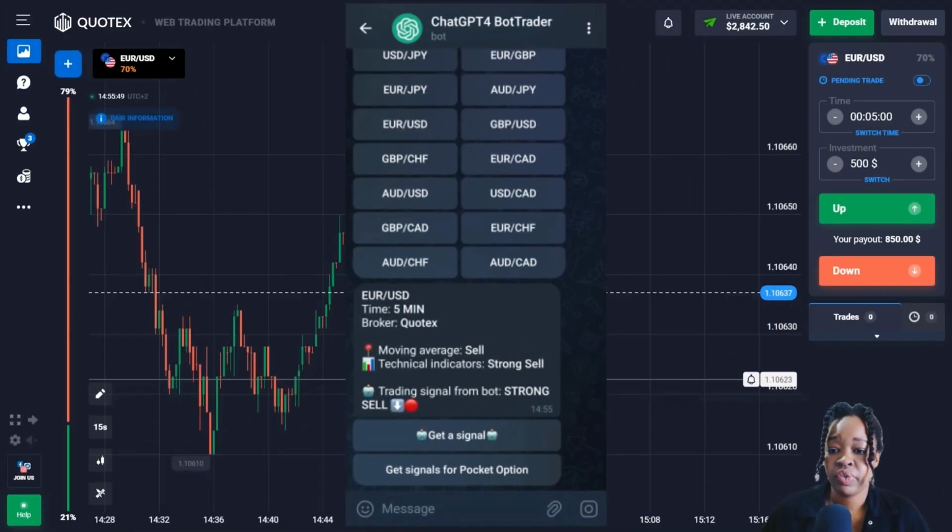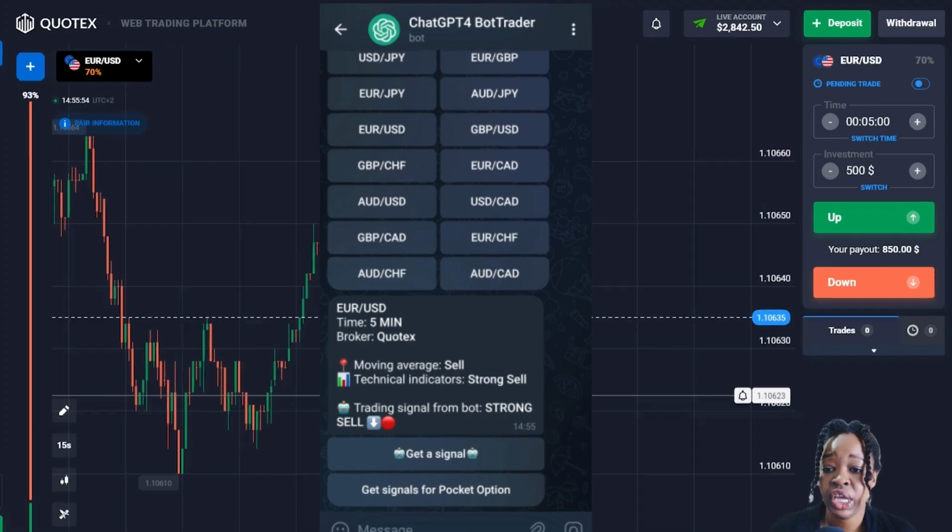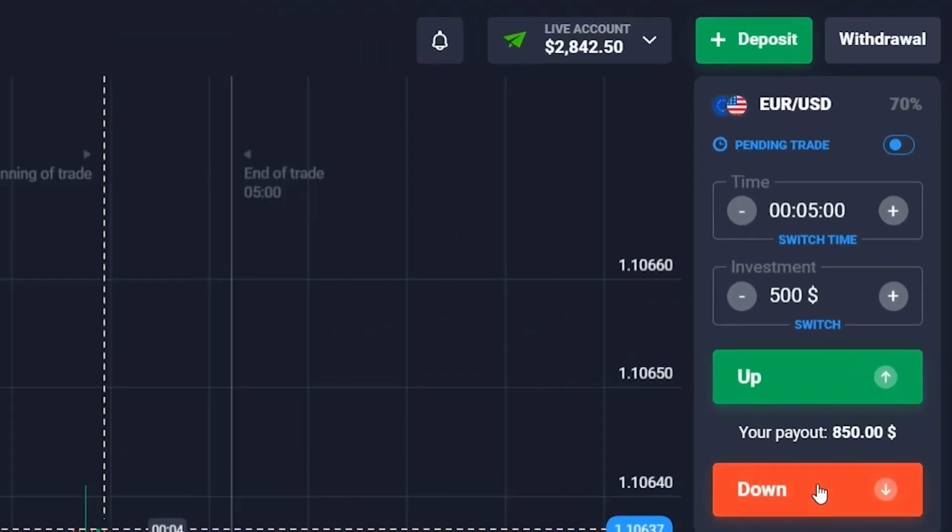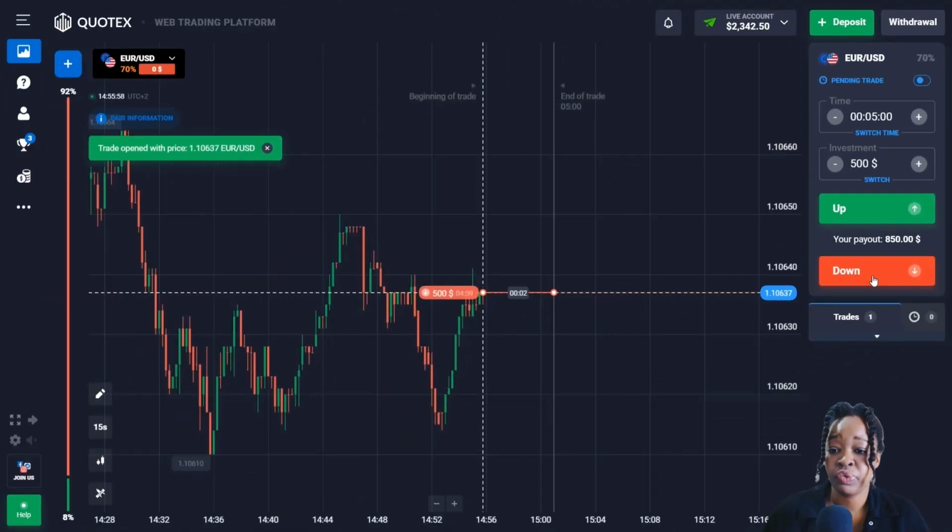So here the bot offers me to open a deal for 5 minutes on a decrease. I'll agree with this bot and press the red button. The bot assumes that in the near future the price will move down.